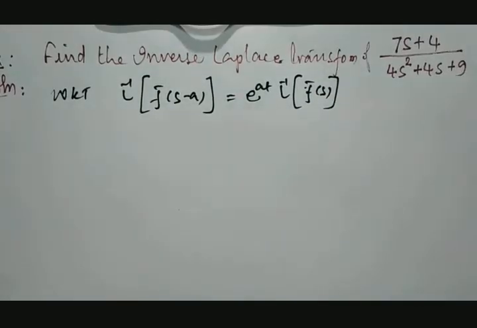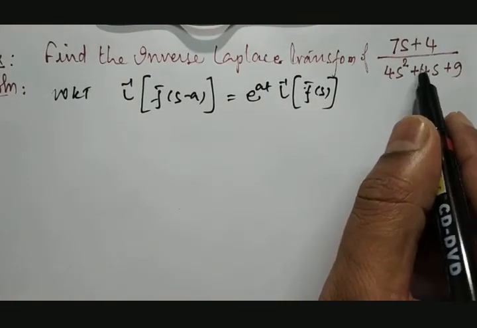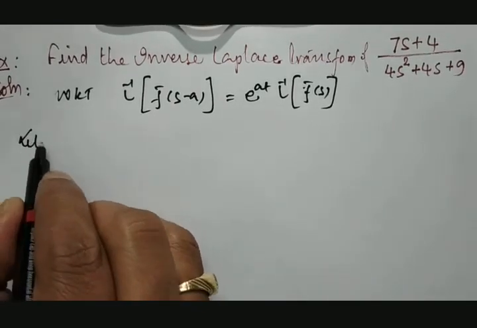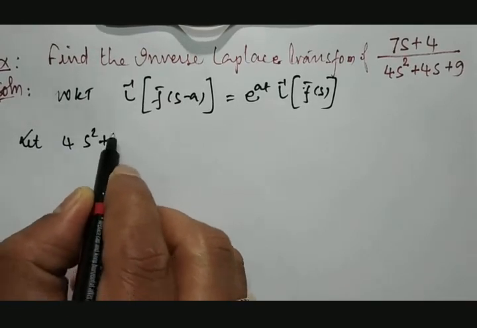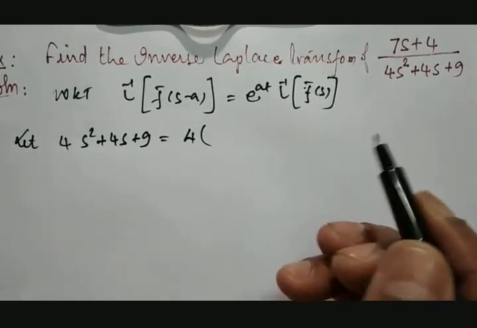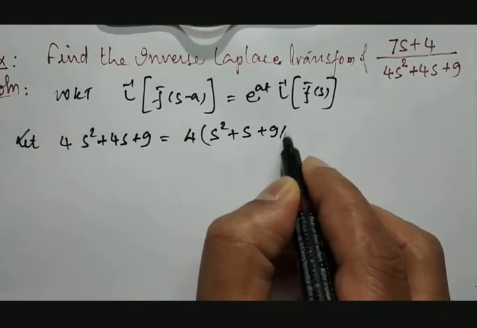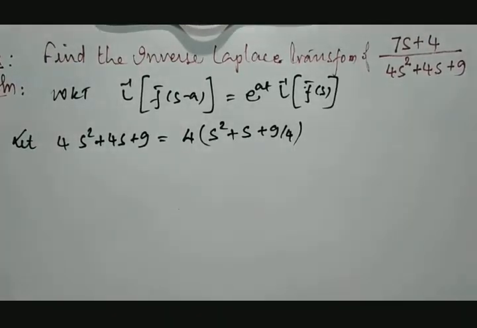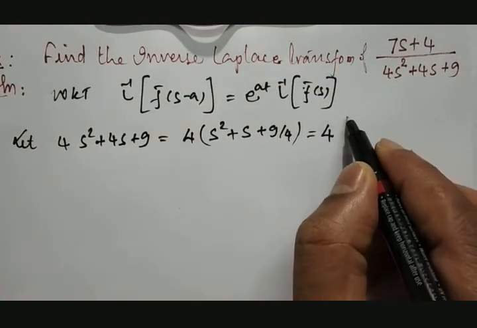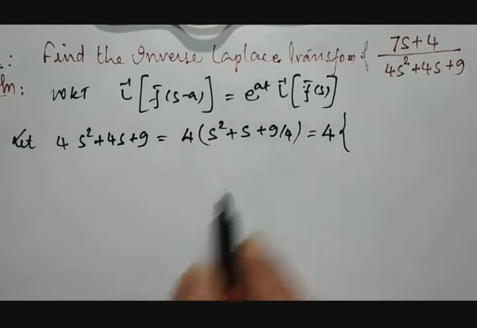Before applying the Laplace inverse, I'll take the denominator first. Consider 4s² + 4s + 9. If I take 4 common, it becomes s² + s + 9/4. This is a quadratic expression. Further, it can be written as 4 into (s² + s + 9/4).